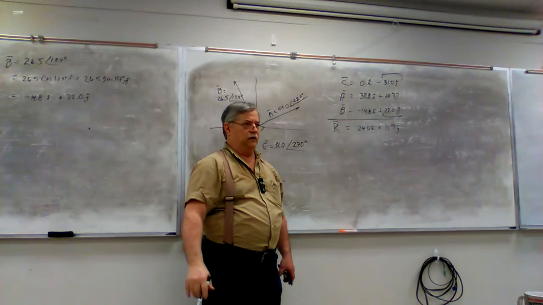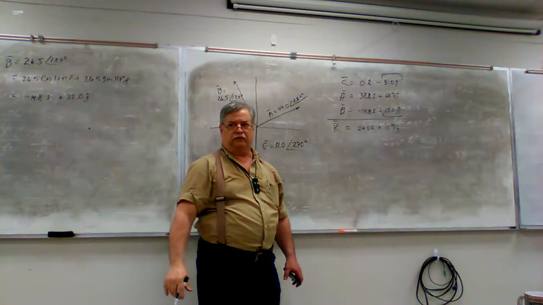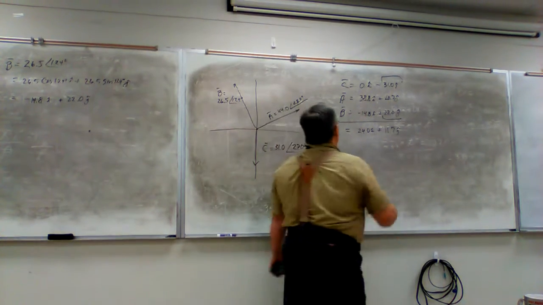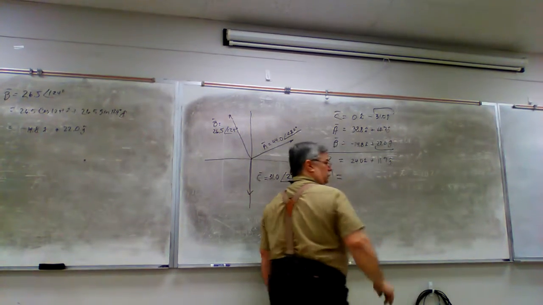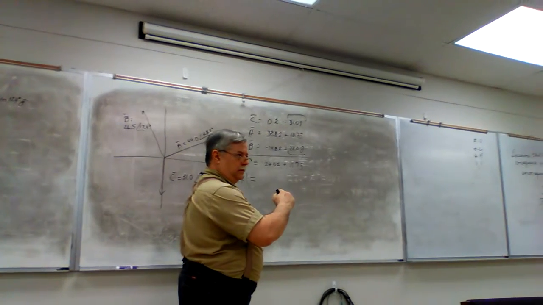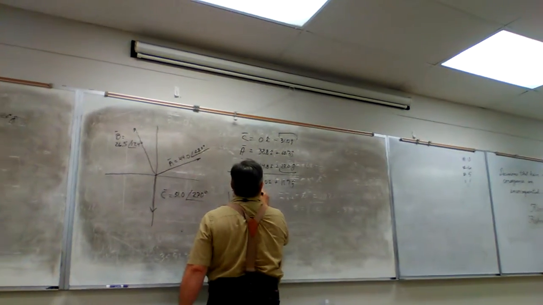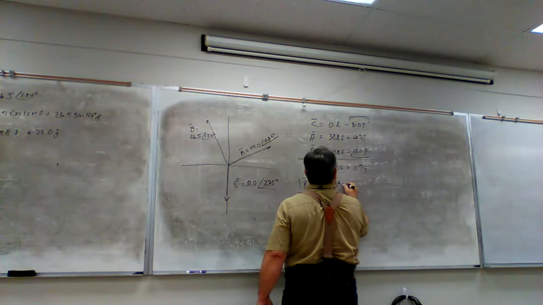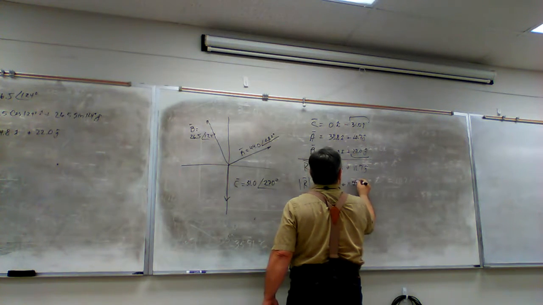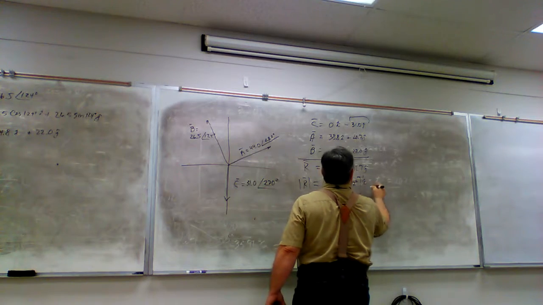And what is that in polar form? Magnitude and direction. What is the magnitude of R? One step at a time. 24.0 squared plus 11.7 squared. Take the square root of that.